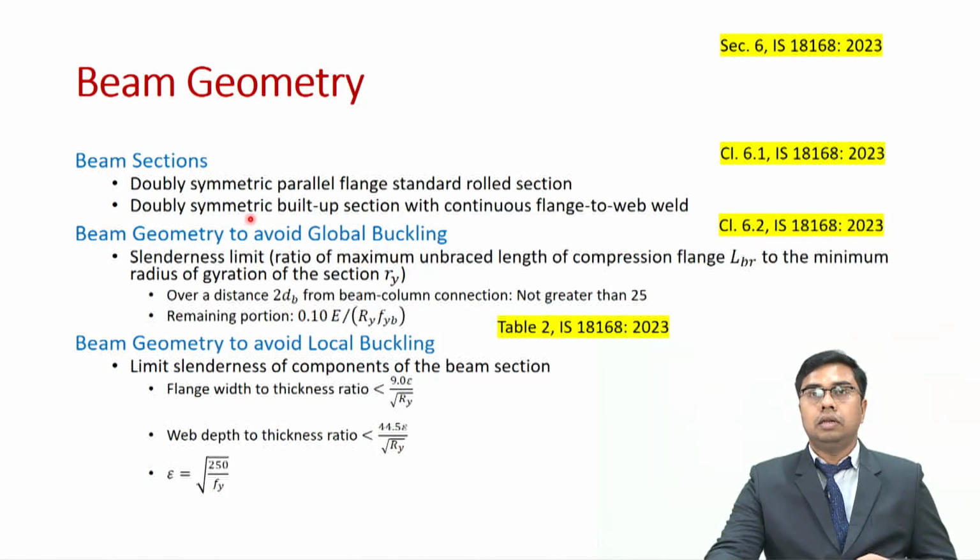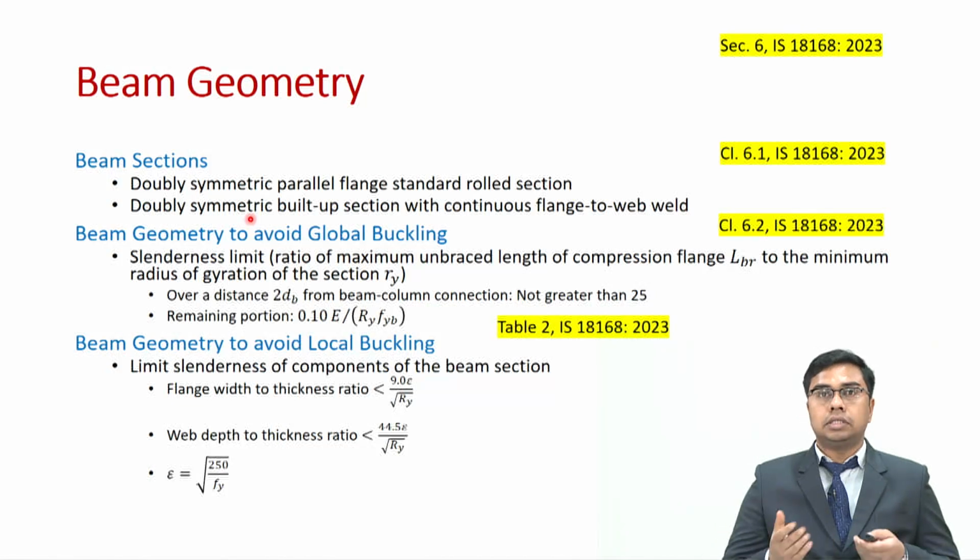Then further, in order to have stability in our steel building, we need to prevent global and local buckling of beams, so that our beam can have ductile failure in the form of yielding. So, in order to prevent global buckling, we should limit our unbraced length to the minimum radius of gyration. That ratio is called slenderness ratio.